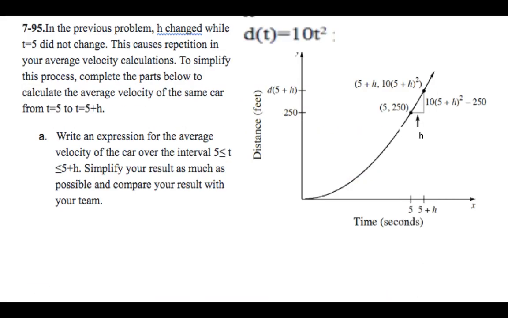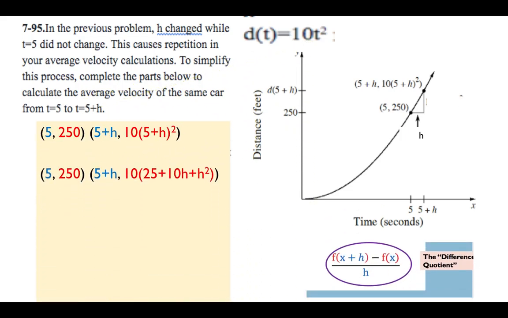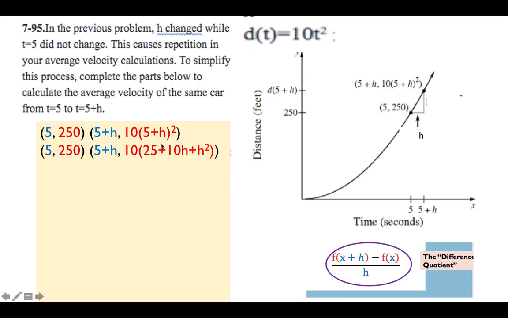Let's go back to where we left off. Okay. Great, so we already talked about how we went from here to here. Now here's my next step. In this next step, all I did is I took that 10 and I distributed it in right here. And that's how I got 250 plus 100h plus 10h squared. Again, I distributed that 10 in here. Okay, great. So it looks like I simplified this as much as possible.